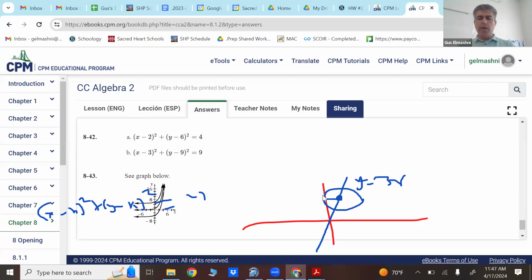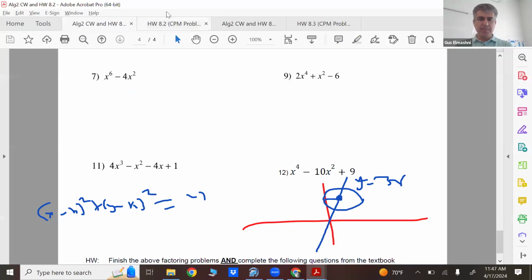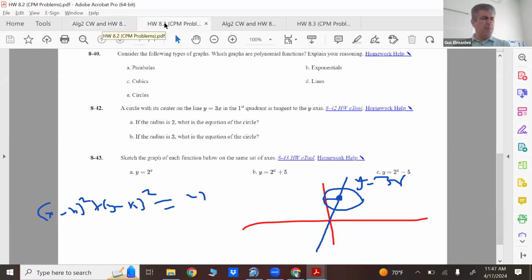Okay, you gotta be 2 away from the y-axis, and then the y coordinate is triple that. Got it. And for B, I guess your radius is 3, so you got to be 3 away. Got it. Okay, that's just a little tricky. I'm not sure. Well, I don't think we'll ask on a test. That seems kind of weird to me.